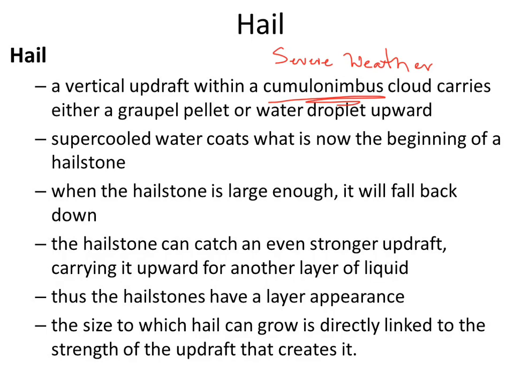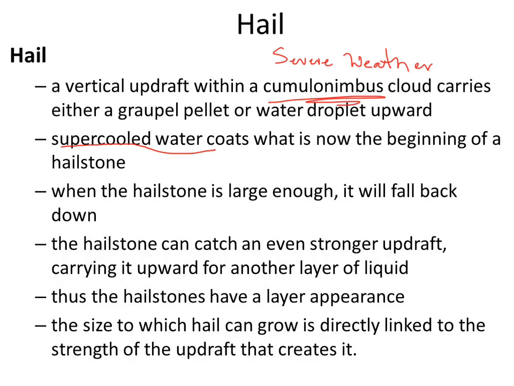So notice some things we've been talking about. We talked about supercooled water already. Basically in the cumulonimbus cloud there's liquid water that is colder than freezing but it's still a liquid. So you're going to see the hailstone go up and then down and then up and then down. It carries the updraft, it gets larger, basically gets a coat of supercooled liquid, and then it falls down because of gravity. Then it can catch the same updraft or another stronger updraft, go up again, and cycle back around.